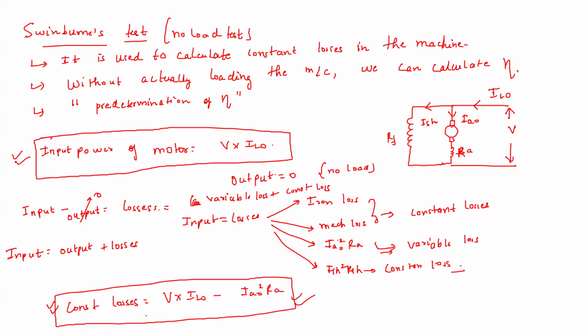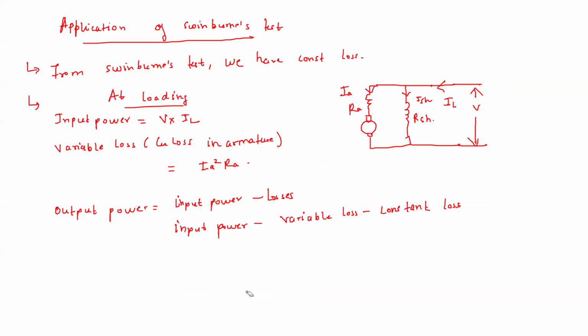Because the change in the speed is not that much. If you apply the same terminal voltage, the flux remains the same, and the speed also does not change that much. So the iron loss and mechanical loss will almost remain the same. And because this is a shunt connected winding, if you're not changing your terminal voltage, the shunt current is also the same. So even the copper loss in the field winding remains the same.